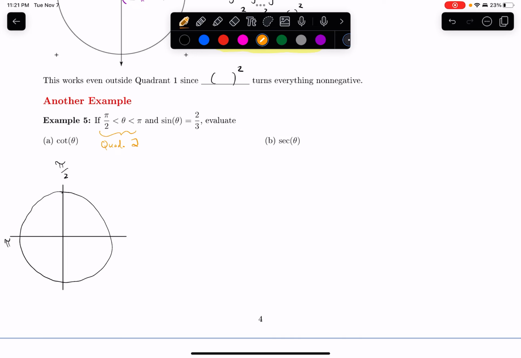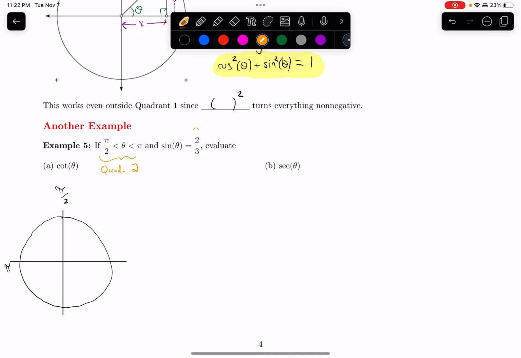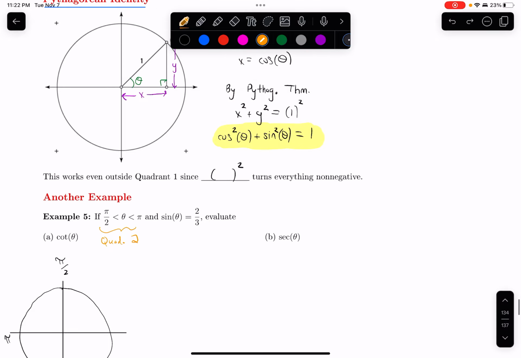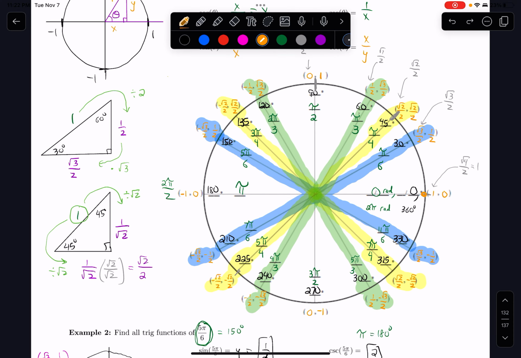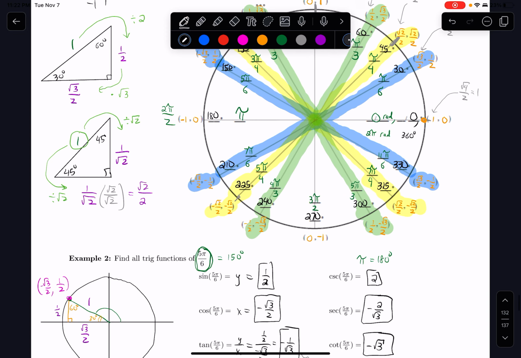Unfortunately, there's no nice spot on the unit circle where sine is 2 over 3. If I think back to my unit circle a couple pages ago, I know sine is my y value on the unit circle. But if I look at all the points on the unit circle, all these nice points, none of these y values are equal to 2 over 3. So how do I do a problem like this, if it's not even one of these nice spots on my unit circle?